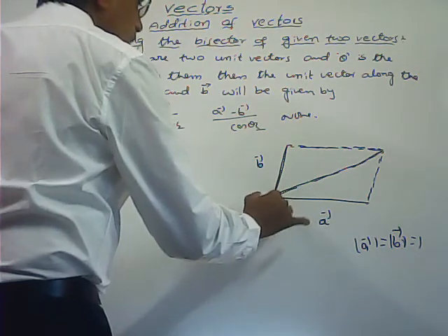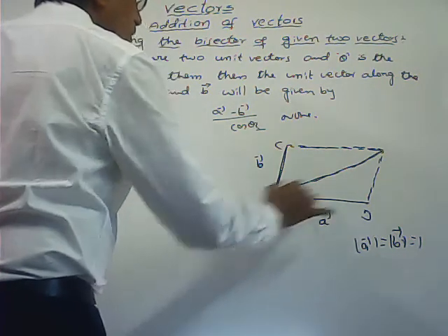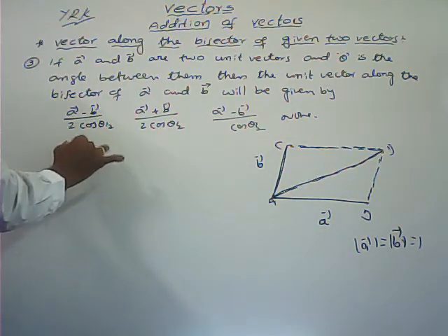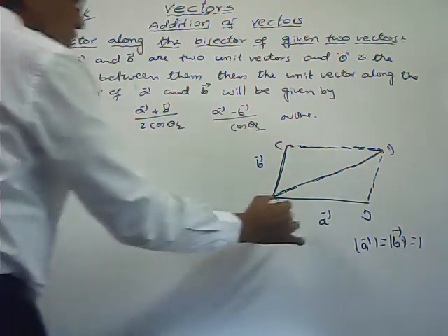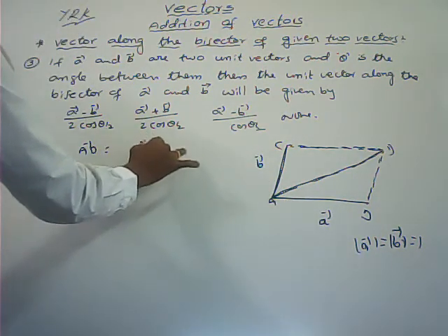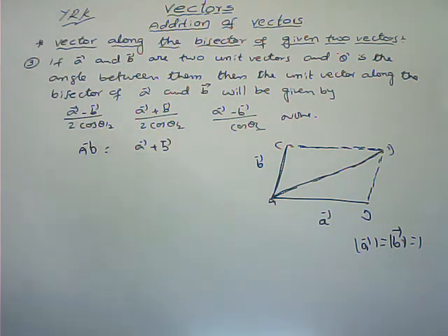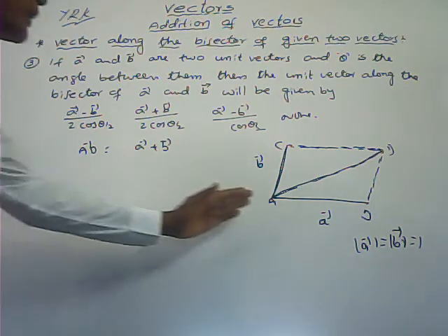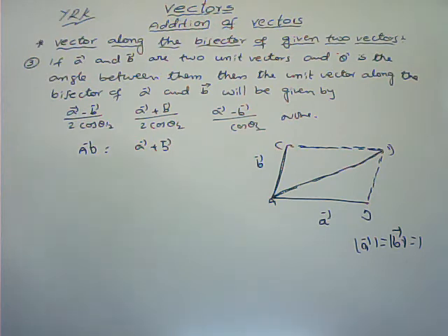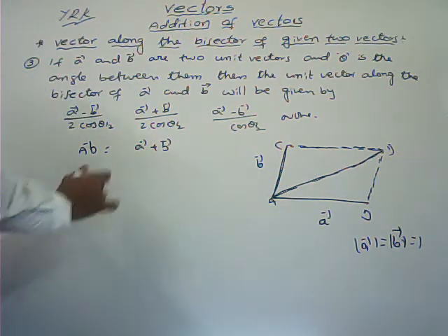Now here if I take A, B, C, D, what about AD bar? AD bar is equal to A bar plus B bar. That is the angular bisector of these two containing these two adjacent sides. Now the angle between them, then the unit vector along the bisector. What about the unit vector?